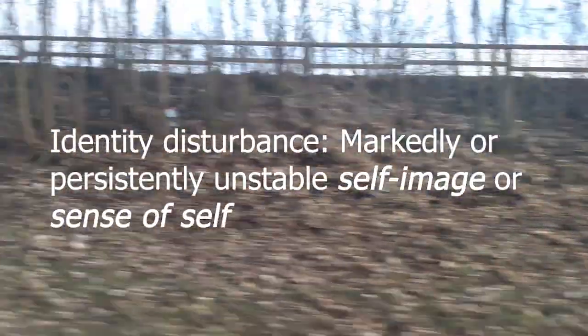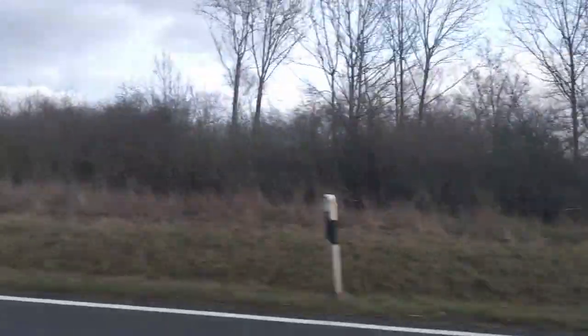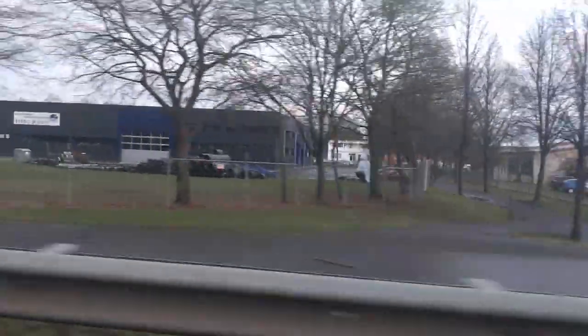Identity disturbance. Markedly or persistently unstable self-image or sense of self. The unstable identity component refers to thinking positively, highly of oneself in some cases, and negatively in others. It also refers to experiencing dissociative states when under stress, an instability in goals and aspirations, and chronic feelings of emptiness. Some people report feeling like they don't know who they are or what they desire. Some report serious cases of chronic emptiness, saying they feel non-existent, like a spectre drifting through life.